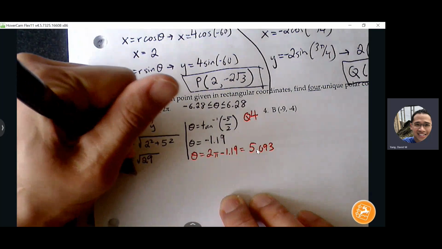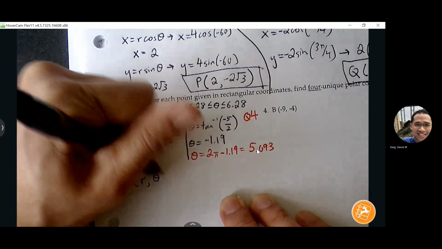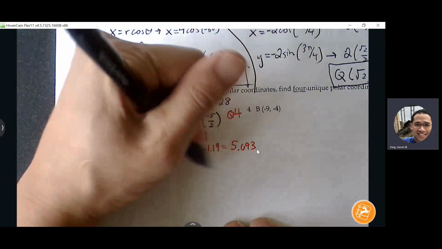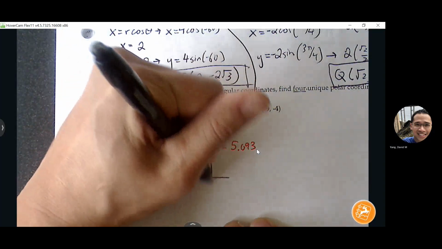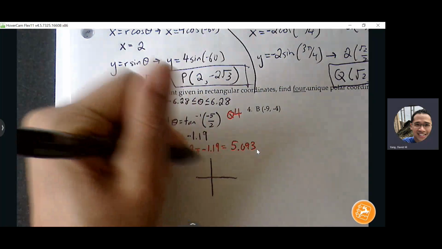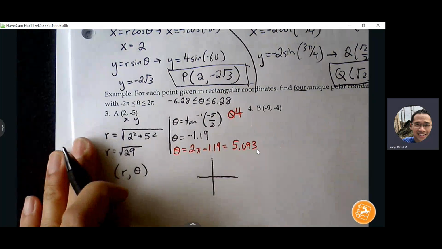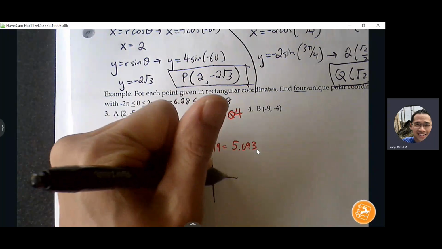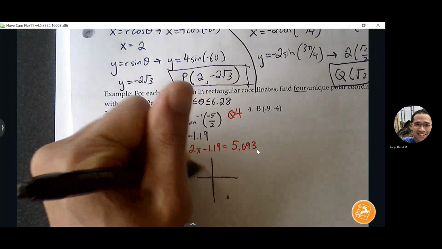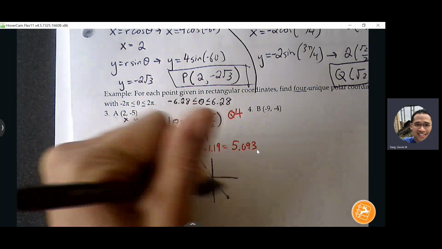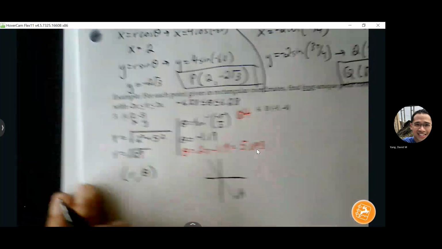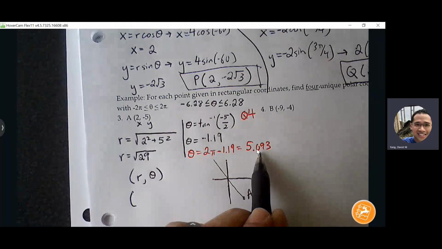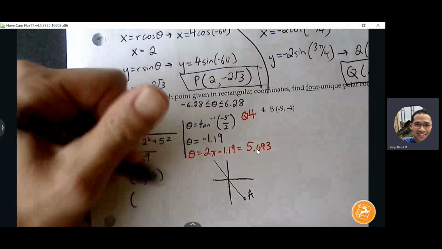So we want to create 4 ordered pairs in this form. And let me just create something, just to have some visual, right? We know that our point A is 2 units to the right, 5 units down. It's going to go along this line here. I think the easiest one is root 29, comma, 5.093.